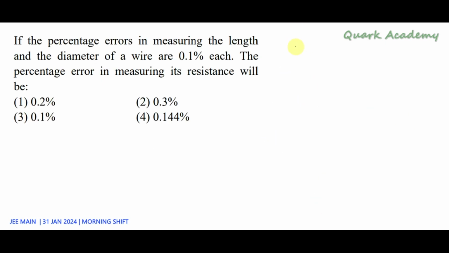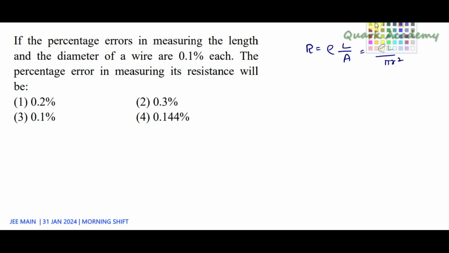In this question, we need to find the percentage error in resistance of a wire whose percentage error of length and diameter is given. So resistance of a wire can be written as R equal to rho L by A, where rho is resistivity, L is length, A is area. So area of a wire can be written as pi r squared, where r is the radius.